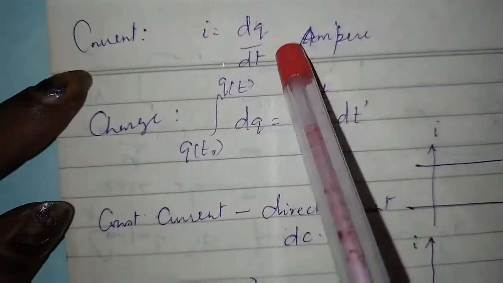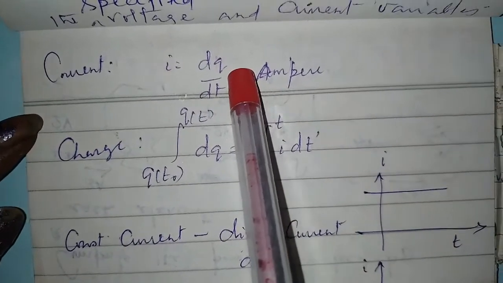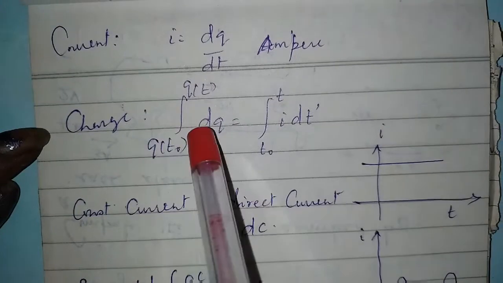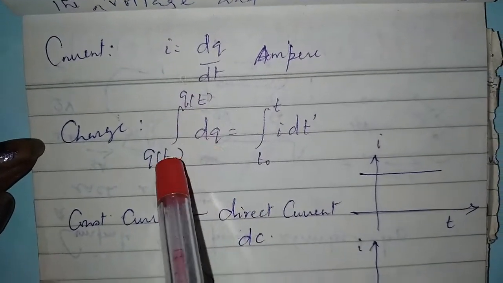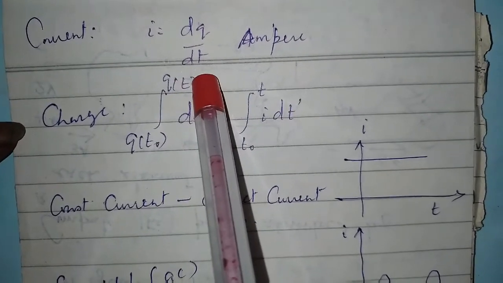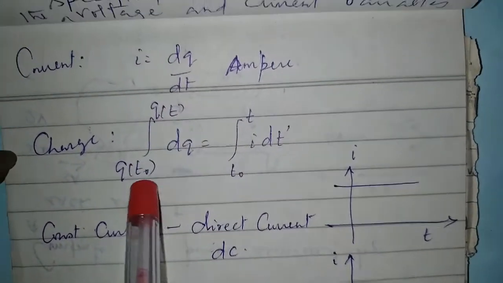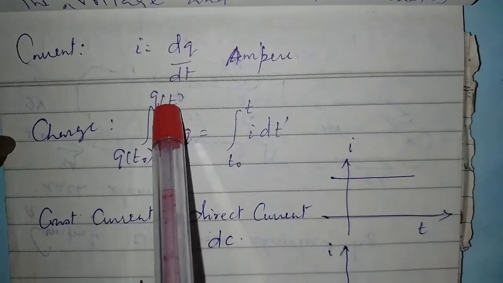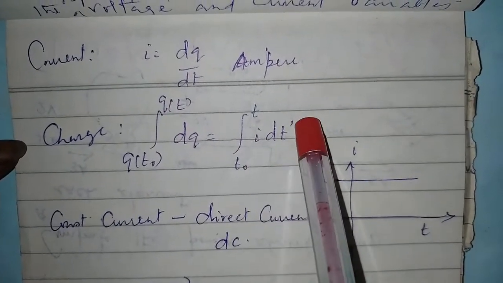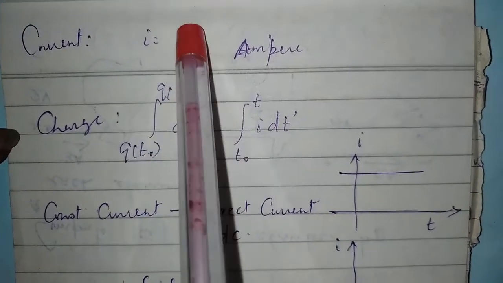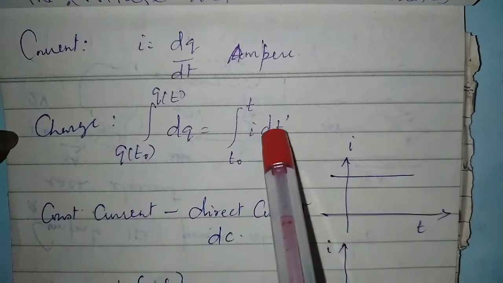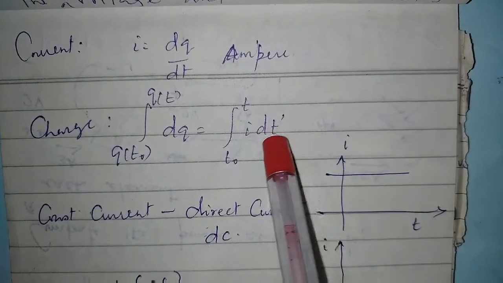Current is nothing but the rate of change of charge. Its unit is ampere. Charge is nothing but the integral of dq between two time limits, q of t naught to q of t. It is nothing but the integral from t naught to t of i dt prime. dq is nothing but i dt. Ignore that prime.